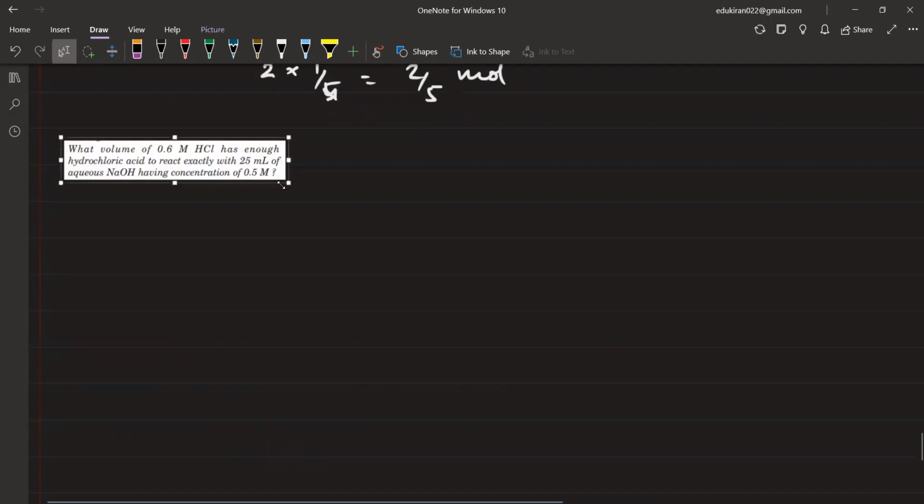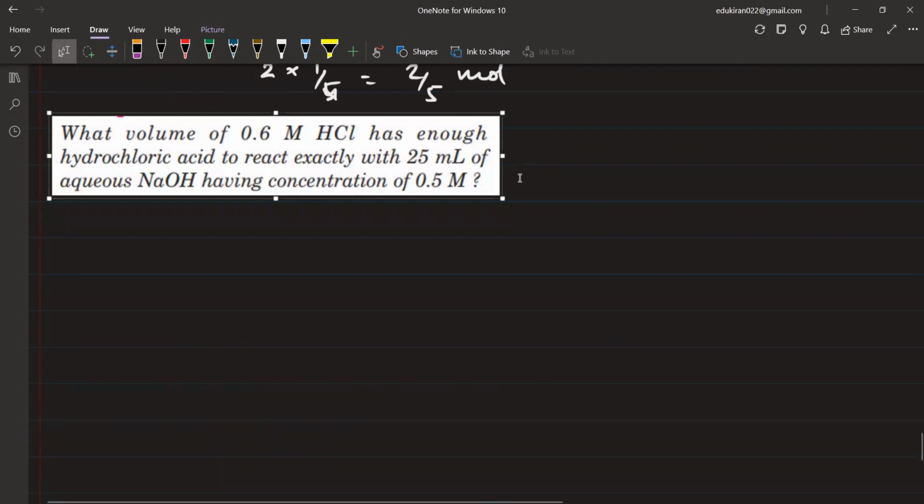Write one question. Seemingly small question, but you have to pay attention, okay? First thing that you have to do here is to write the balanced chemical equation. So we have HCl. What volume of 0.6 molar HCl has enough hydrochloric acid to react exactly with 25 ml of NaOH? So it is HCl and NaOH are reacting.